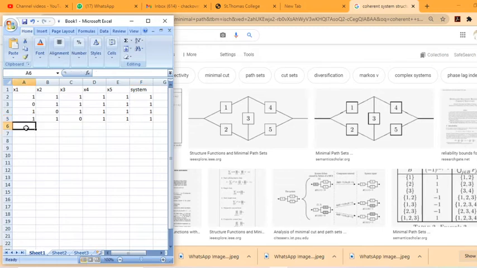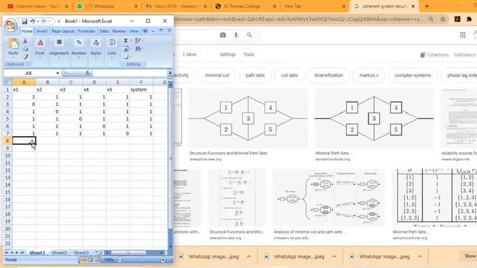Another possibility is that 2 zeros can come. Another possibility is 1 1 1 1 0 1. Likewise, you can find all the other possible combinations.